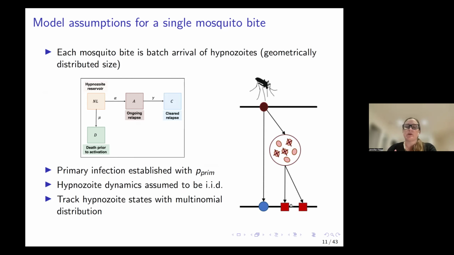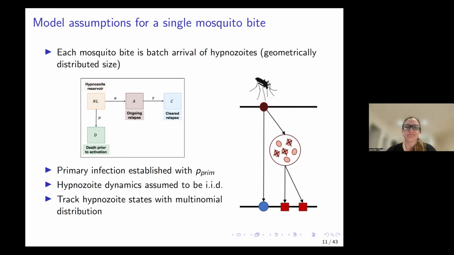Jennifer, is there any specific reason or motivation that you chose a geometric distribution for this number? Yeah, there's evidence in the literature that it's geometrically distributed, so we were fine to go with that, but that could be relaxed. There's no reason why it would have to be geometrically distributed, and the results that I show would extend to different distributions as well. But there's evidence in the literature, biologically, that it's roughly geometrically distributed.